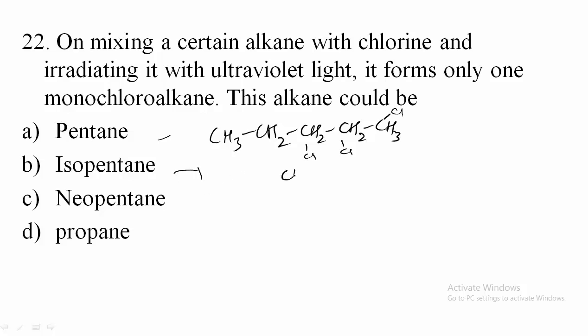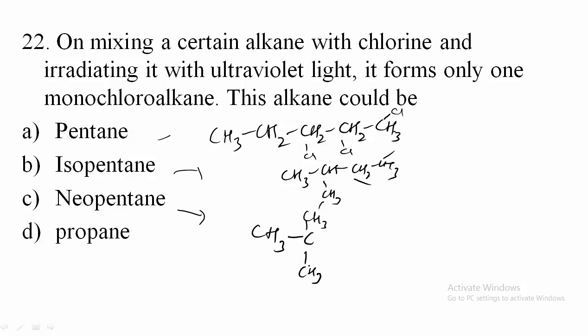And in case of isopentane, CH3, CH, CH3, CH2, CH3. Again here you can obtain different chloroalkanes. Here you can attach here or here. Next, in neopentane, what is the structure? CH3, C, CH3, CH3, CH3.